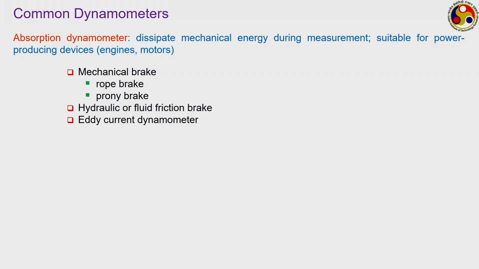your vehicle. What we do during the braking is just the way an absorption type dynamometer works, means the entire power the engine is producing on applying the brake, we are dissipating the entire power in the form of friction, thereby reducing the velocity of the vehicle to 0 during the braking operation.